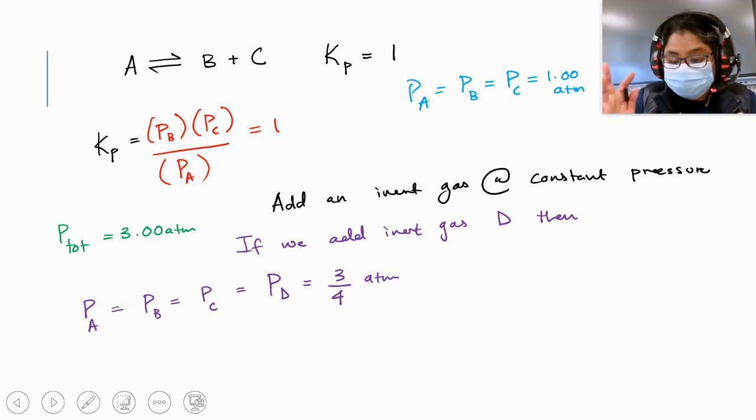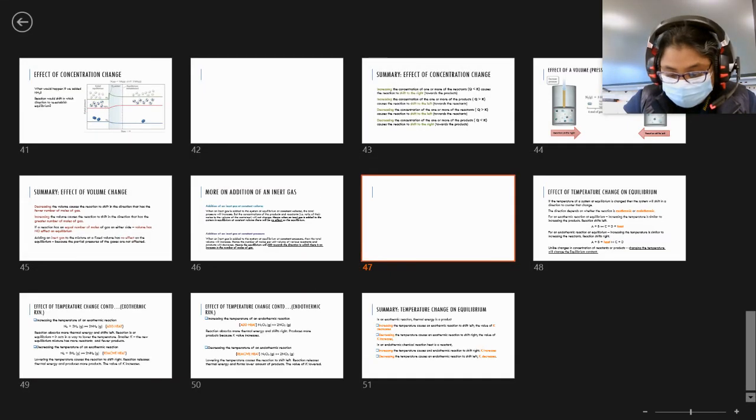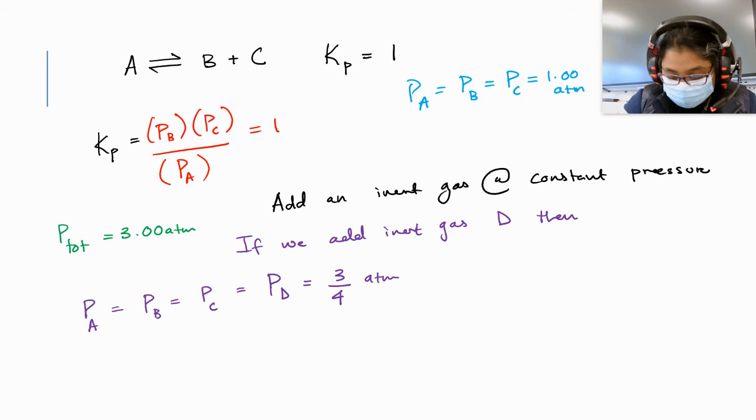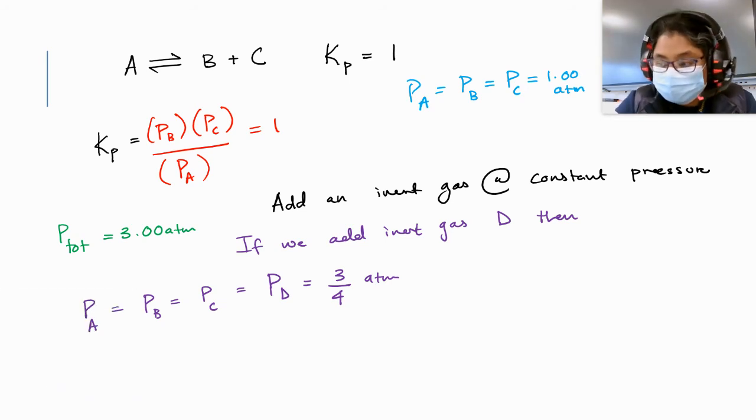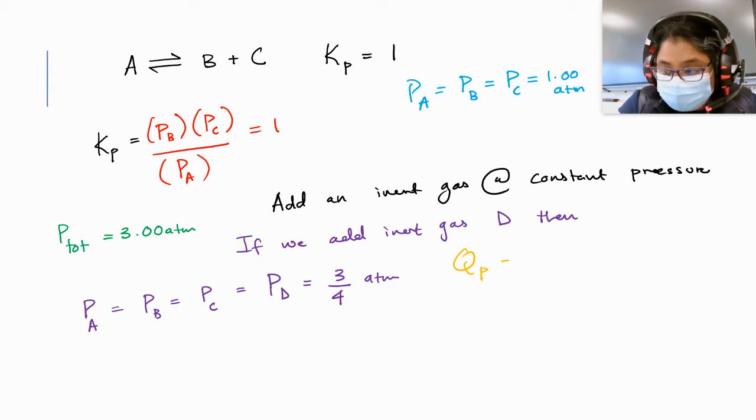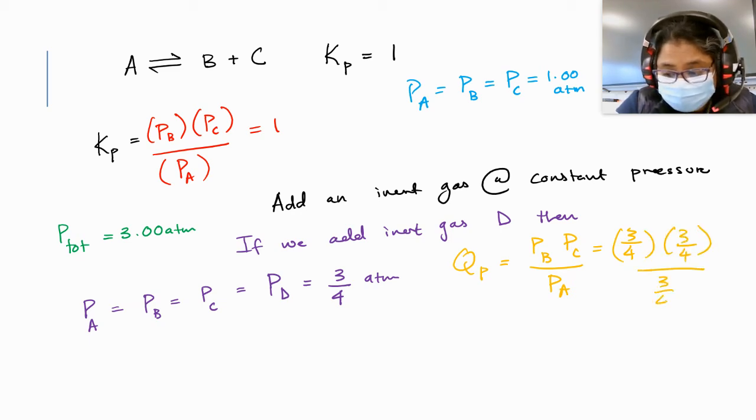And if you calculate Qp now, let's use orange because that's pretty. Qp is now partial pressure of B times partial pressure of C over partial pressure of A. This is going to be 3/4 atm times 3/4 atm over 3/4 atm, right? So Qp is just going to be 3/4.